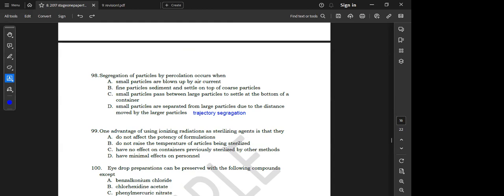Also, somebody has told us the small particles are separated from large particles due to the distance moved by the large particles, that is trajectory segregation.